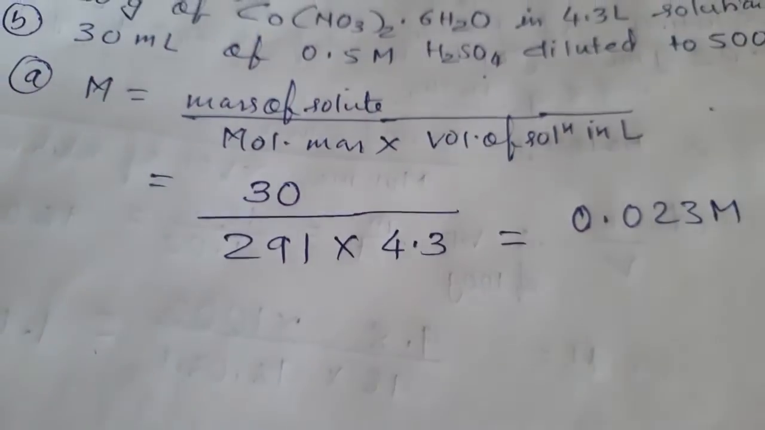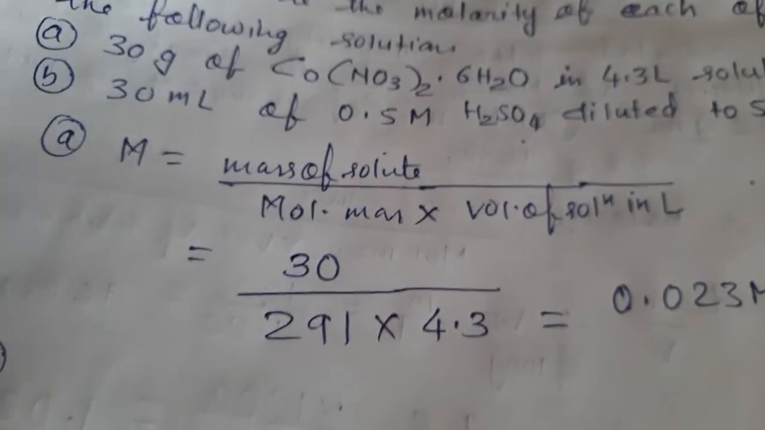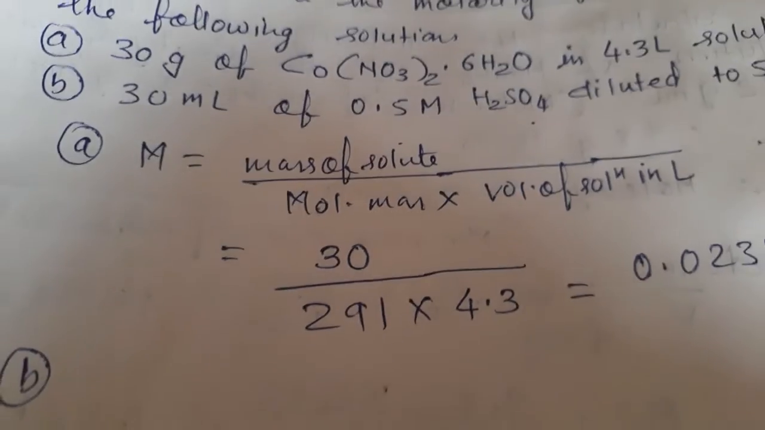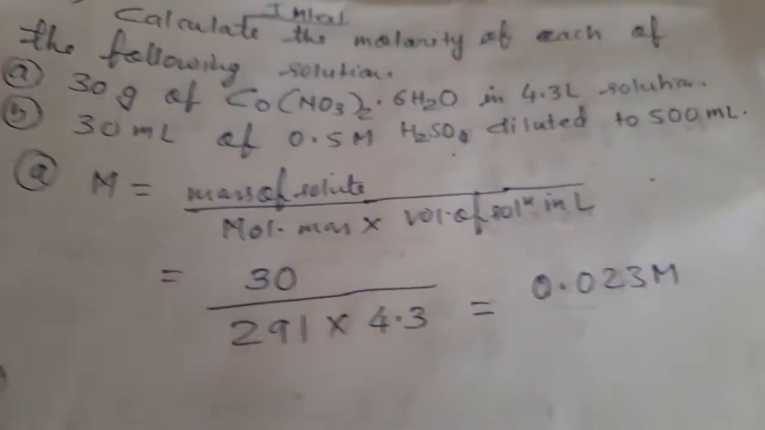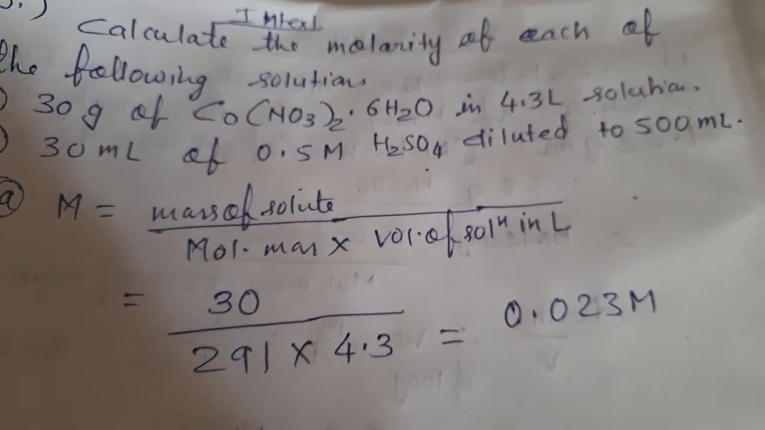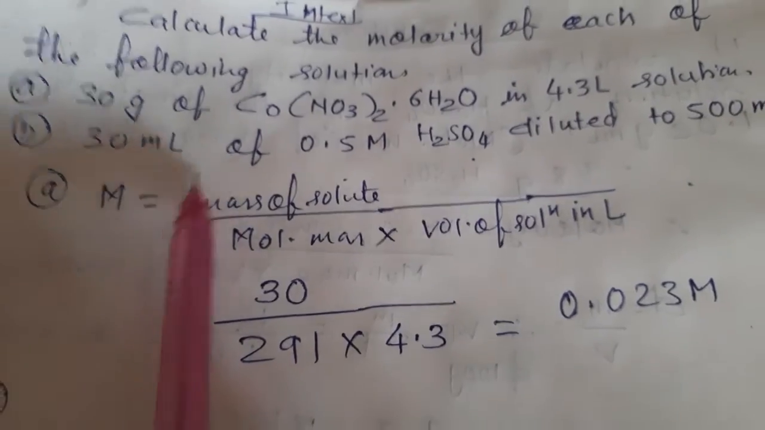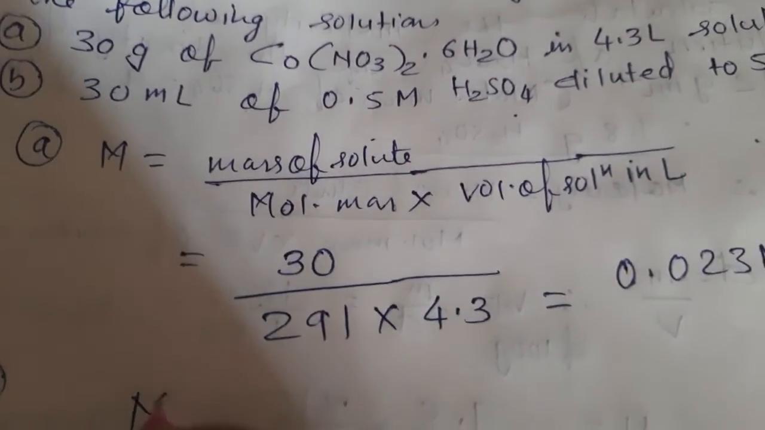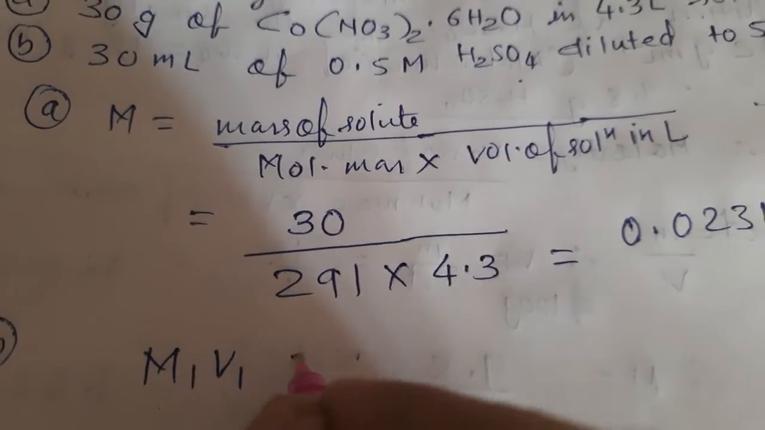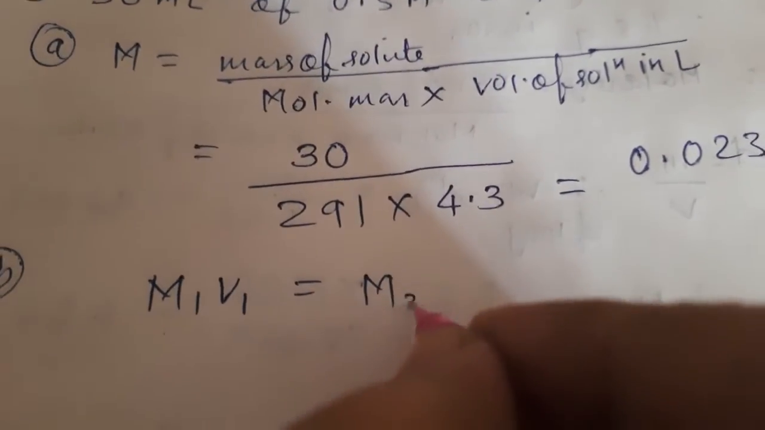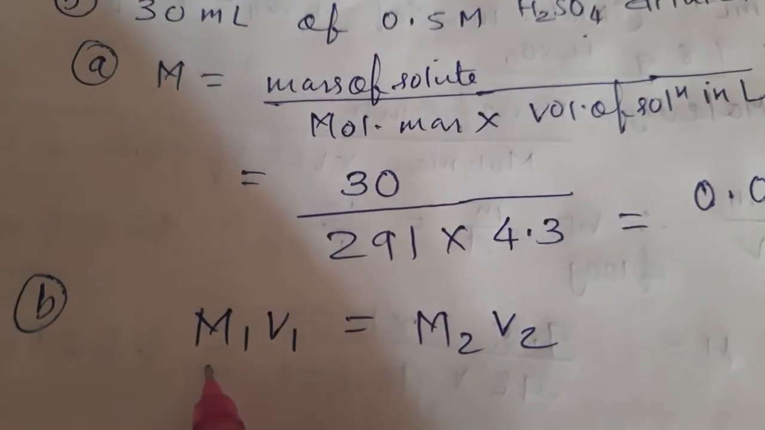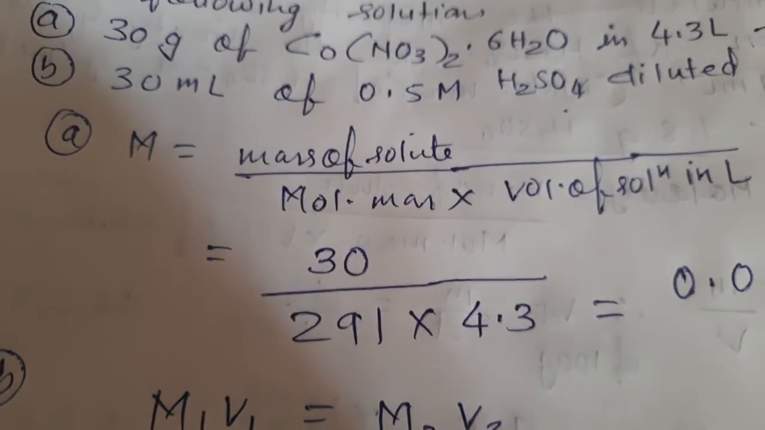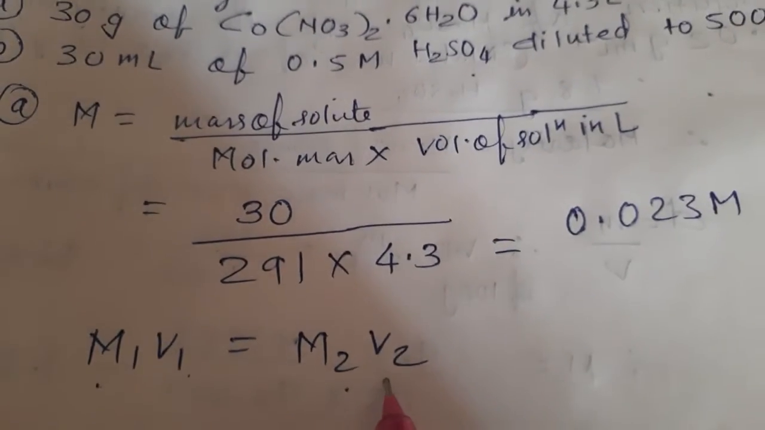Okay. Now let us come for the next question, that is B. So B is more interesting. 30 ml of 0.5 molar H2SO4 diluted to 500 ml. You understood the question? 30 ml is diluted to 500 ml. So one formula is there that you have to remember, that is M1V1 is equal to M2V2. What is M1 beta? First molarity and second molarity we have to find out. And what is V1? First volume and second volume, both are given.